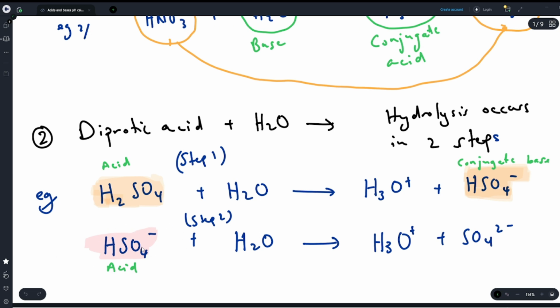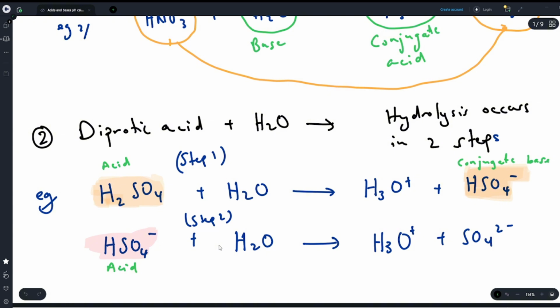But in step 2, HSO4- is going to act as an acid. It still has a hydrogen to donate. So it donates it to the remaining water that has been added, H2O. And it will now form even more H3O+ and SO4 2-, having lost 1 more proton. Now, this interesting behavior of HSO4-: in the first step, conjugate base; in the second step, an acid.